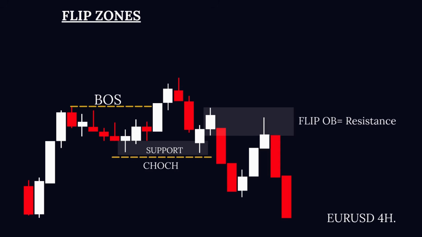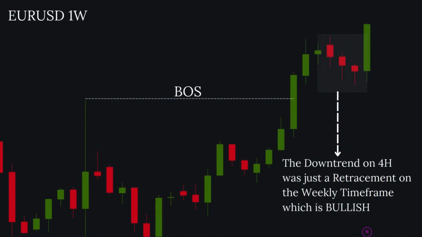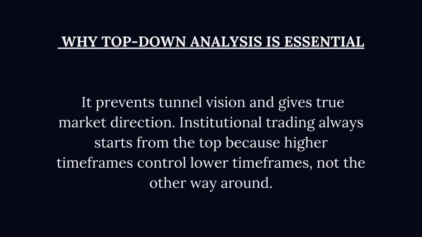Even after learning about market structure, a lot of traders still fail to be profitable because they ignore higher time frame context. Retail traders often focus only on lower time frames, spotting setups like CHoCH or liquidity sweeps, but then price reverses against them. This happens because they miss the real intention shown on higher time frames. That's why top-down analysis is essential. It prevents tunnel vision and gives true market direction.